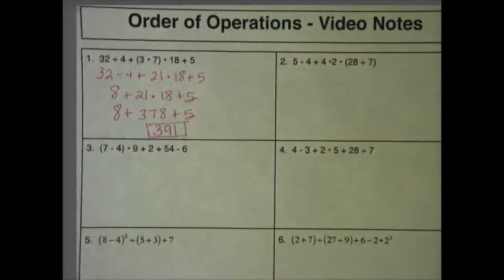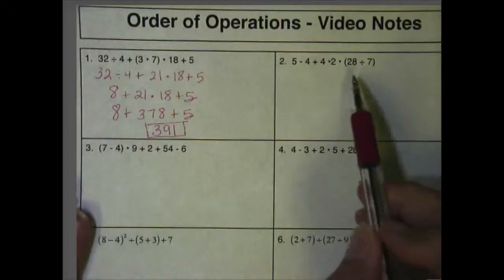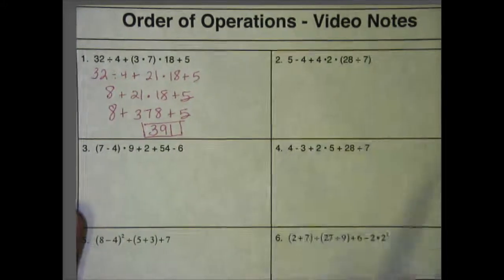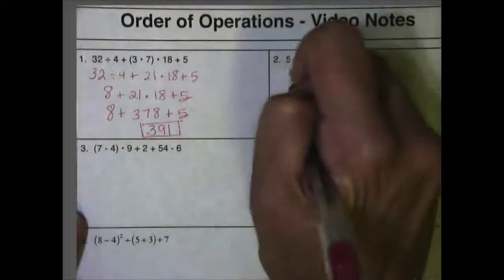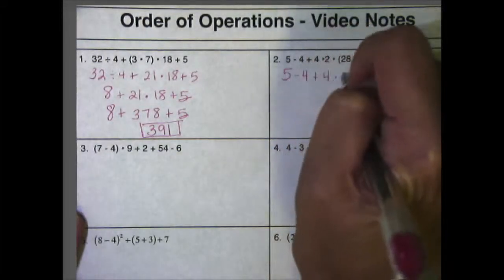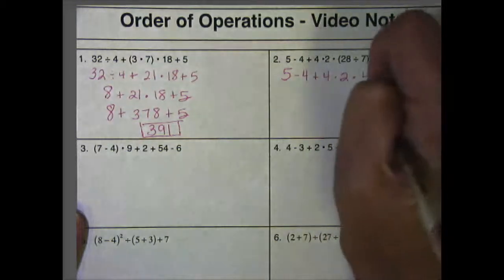Let's take a look at number 2. Number 2, again, we're looking for grouping symbols first. Once again, we have a problem in parentheses or grouping symbols, so we'll do that part first. So we have 5 minus 4 plus 4 times 2 times 28 divided by 7 is 4.